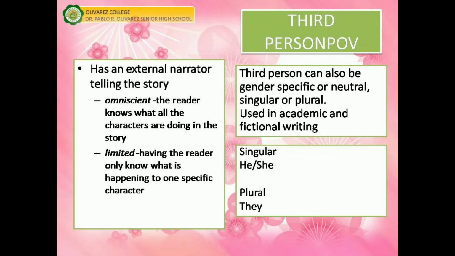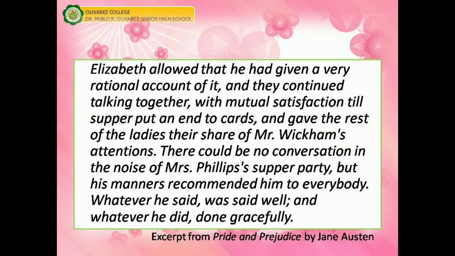In the omniscient third-person point of view, the narrator makes the reader know everything the characters are doing in the story. It means that the reader knows every side and corner of the story since the narrator states everything. While in the limited third-person point of view, the narrator makes the reader know everything a specific character has been doing. Let's take a look at this example, an excerpt from Pride and Prejudice by Jane Austen.